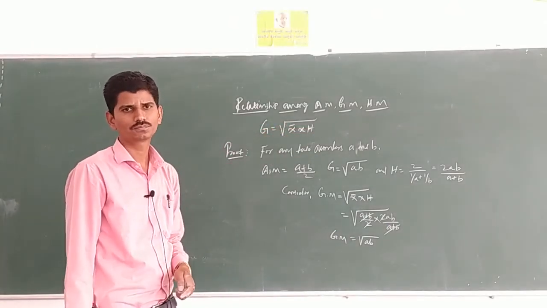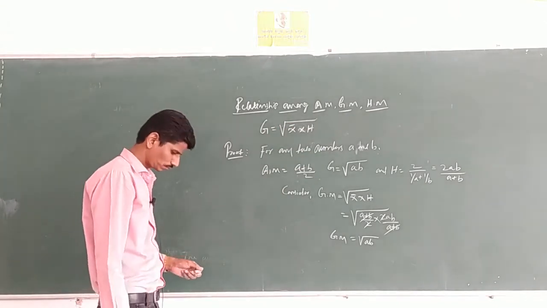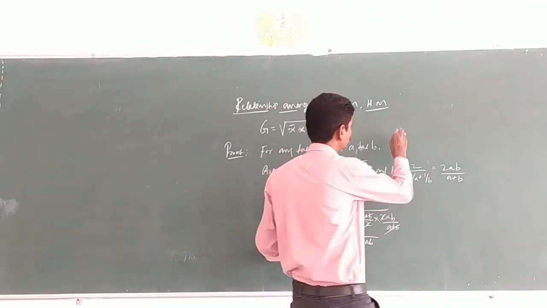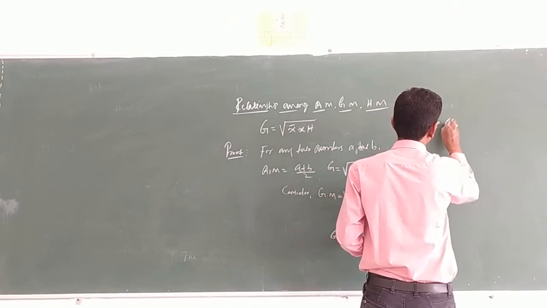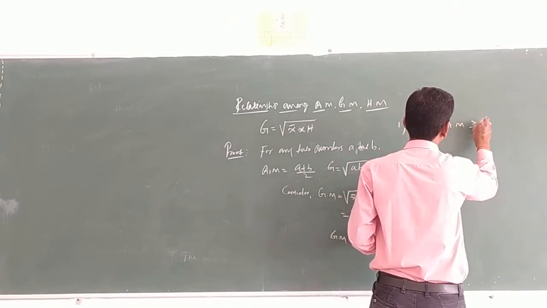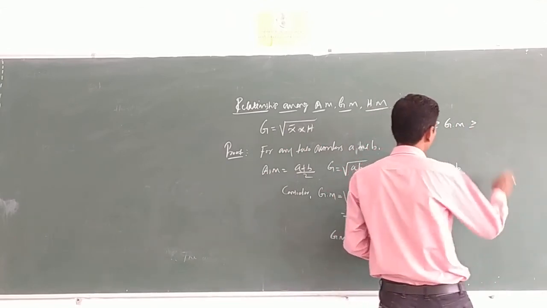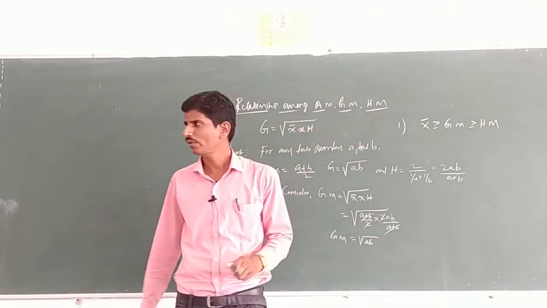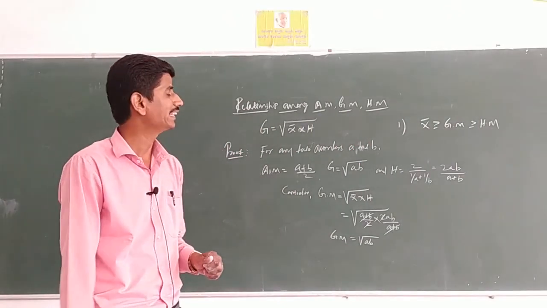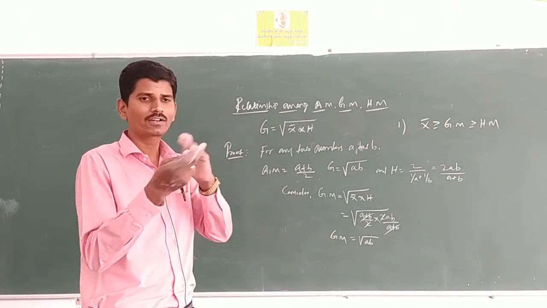It is the proof. Okay, one note: X bar is always greater than or equal to GM, is always greater than or equal to HM. X bar is always greater than or equal to GM is always greater than or equal to HM.